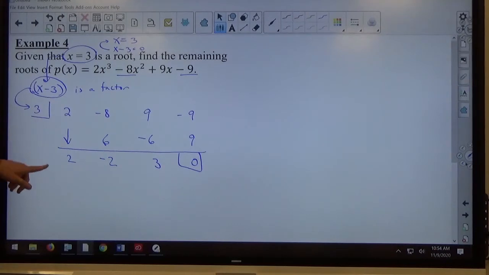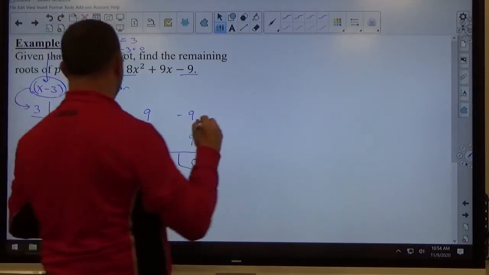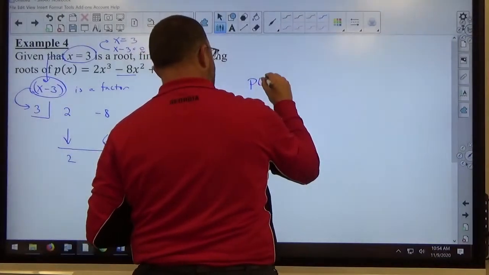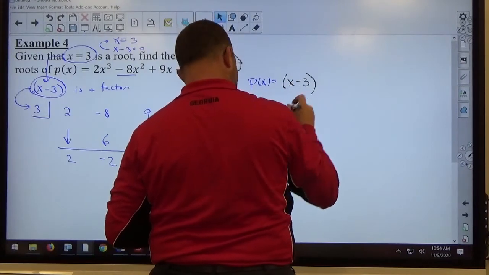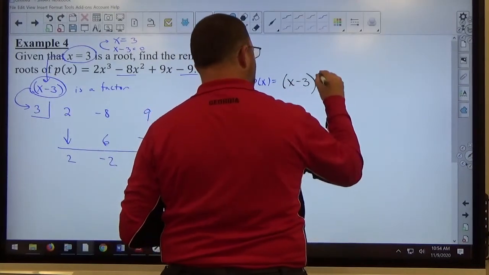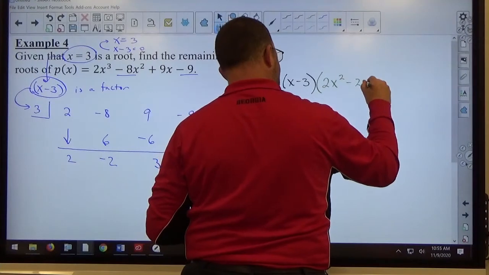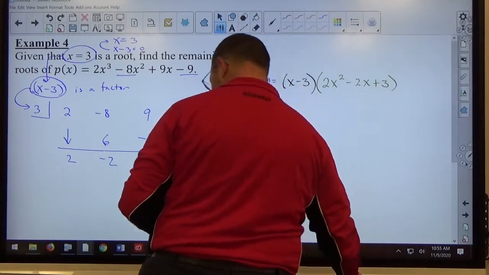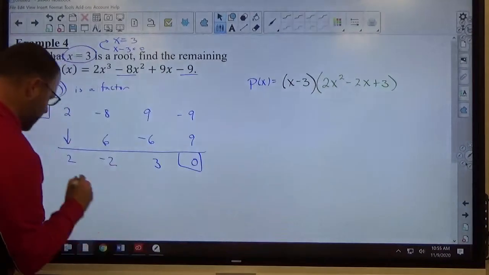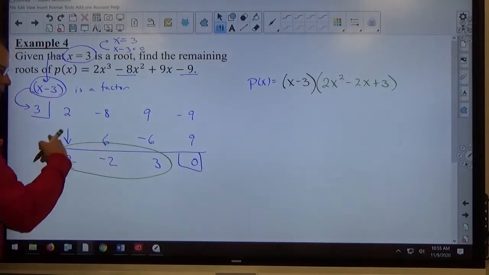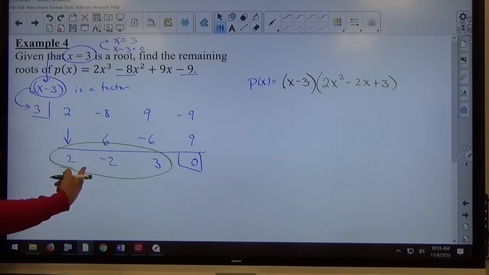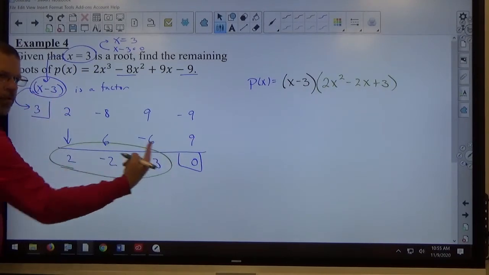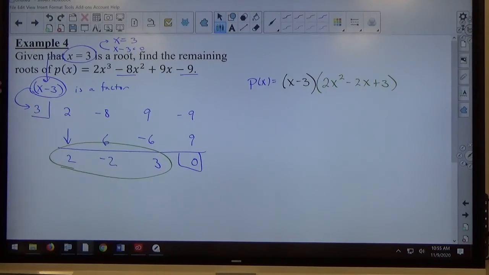The reduced polynomial is 2x squared minus 2x plus 3. So p of x equals our factor, which is x minus 3, multiplied by our quotient, 2x squared minus 2x plus 3. Again, the quotient came from right here. We divided this polynomial p of x by this factor x minus 3 to get this 2x squared minus 2x plus 3, remainder 0. Once again, we have a linear factor times a quadratic factor.